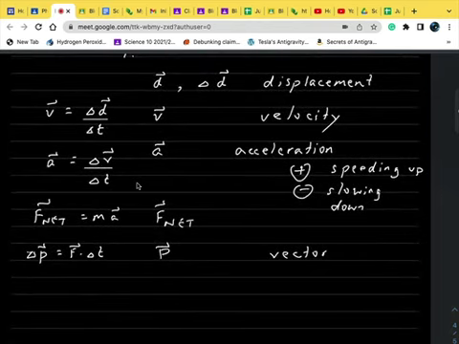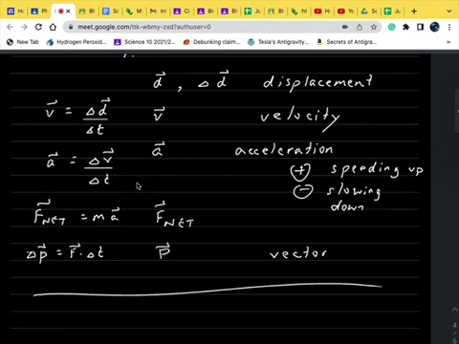No. Energy is not. Energy is what we call a scalar. Energy, work, power. No direction to it. Scalars. Distance, time.